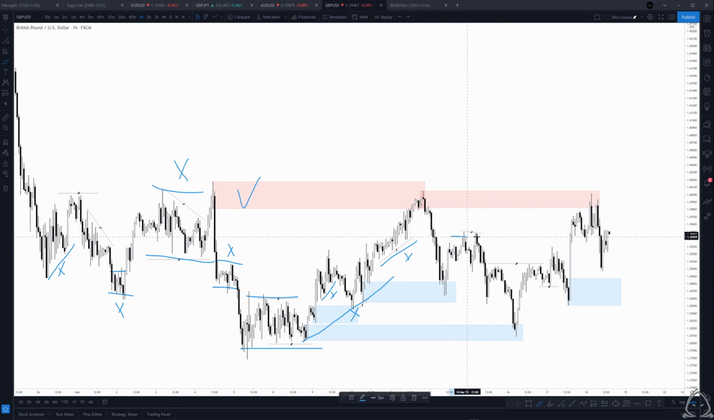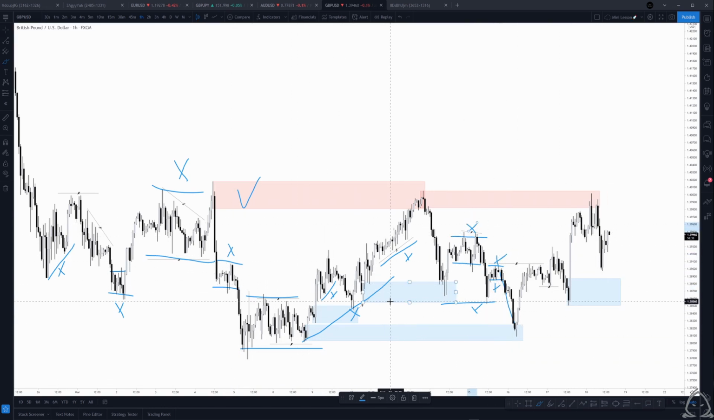Then what we can see is we create a range right here. We have equal highs as well. We break to the downside. We create more equal lows right here. We create a little range here as well. We break to the downside, so we've cleared liquidity. So we have liquidity here. We have liquidity here. And then we just keep falling price.